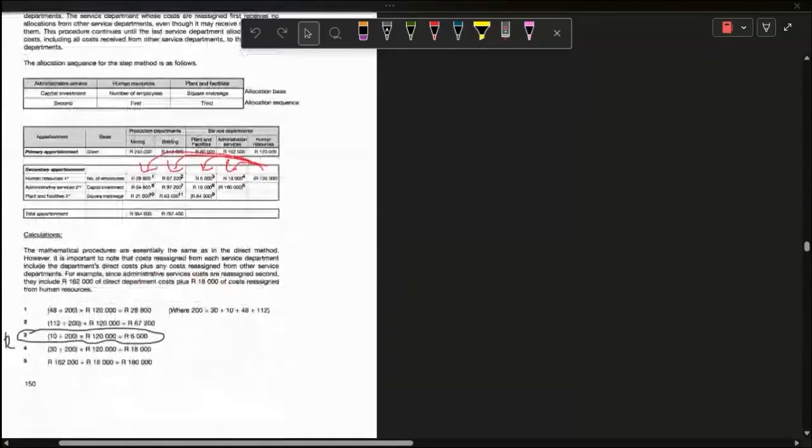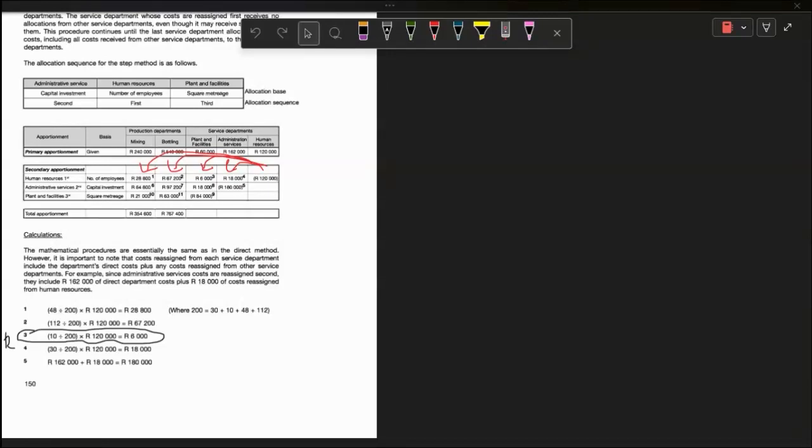So as you can see here, we jump quickly. That's why basically they will tell you this. They will allude to the fact, because you need to know which department provides more service to the others. And they will tell you the first one is human resources. The second one is administrative services, and the last one is plants and facilities. Very simple. This is the sequence. So we're going to start with the human resources. And as you can see, that's how it starts, with the human resources.